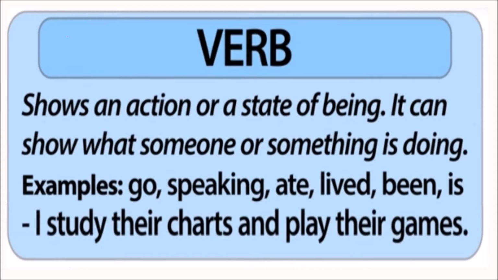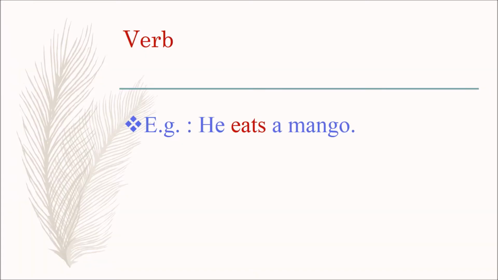A verb shows an action or a state of being. It can show what someone or something is doing. Examples: go, speaking, ate, lived, been, is. Example sentence: I study their charts and play their games. For example, he eats a mango. So here, eats is a verb.